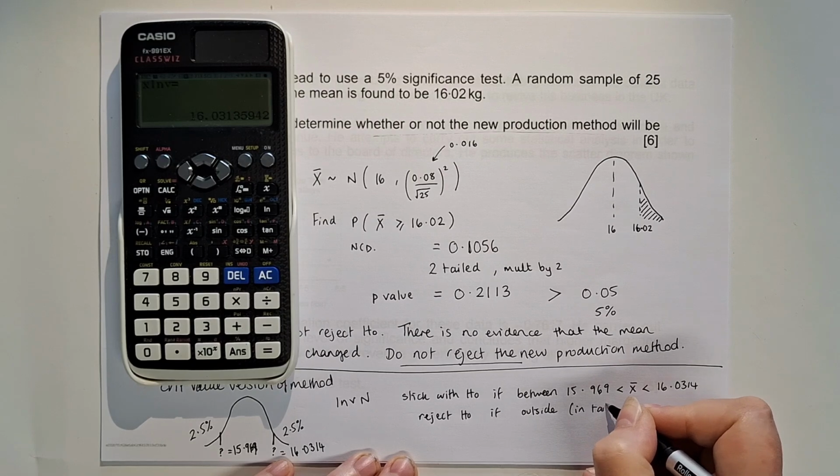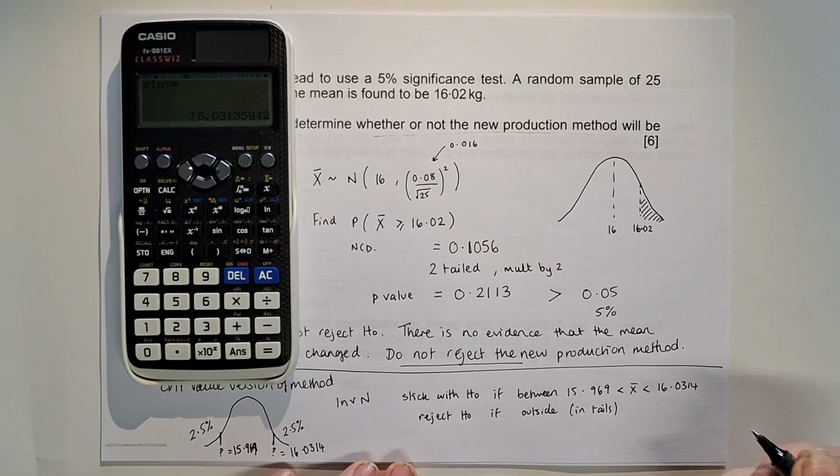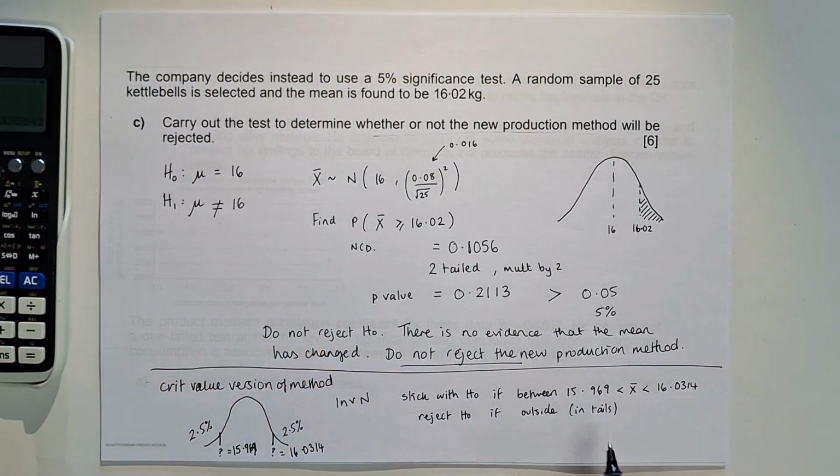Outside means in the tails, basically. If you'd worked out these two boundary values for sticking with H0, then you would just say, well, 16.02 is definitely within this. We're not in the tail where it's really unlikely. We're just in this middle bit where it's not that unlikely at all. So again, our conclusion would be we will stick with H0. We do not reject it.